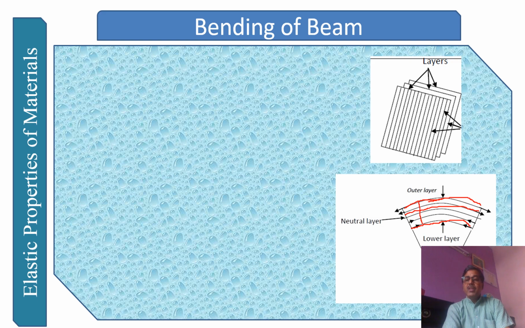Therefore, as we are moving from the top to bottom, like this, the elongation is slowly decreasing, and we will get in between one layer where there is neither elongation nor contraction. Because after this, instead of the elongation, we will have the contraction, and the lowest surface has the highest contraction. So we are getting one particular layer.